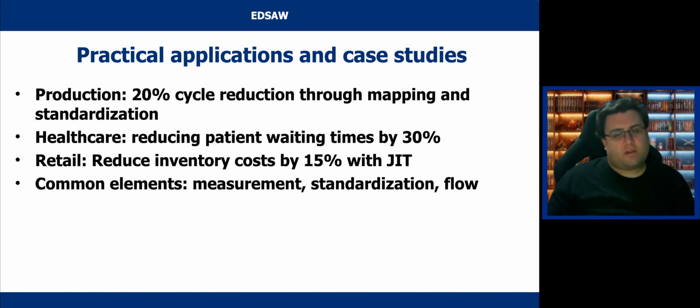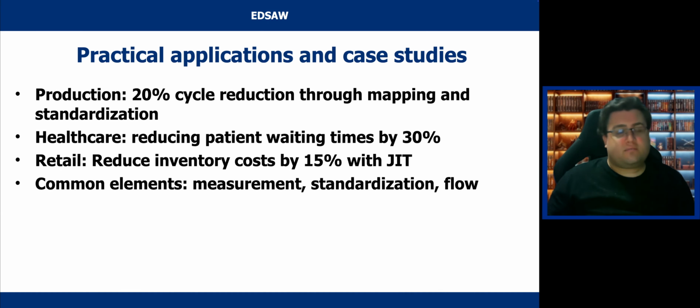In healthcare, one hospital managed to reduce patient waiting times by 30% thanks to Lean. Analysis showed that the biggest problem was the delays in transferring documentation between departments. After digitalization and better coordination of the teams, the entire process was significantly accelerated. Or in retail, a retail chain reduced inventory cost by 15% by implementing the just-in-time principle. Instead of hoarding products in the warehouse, it began to better plan orders based on real demand.